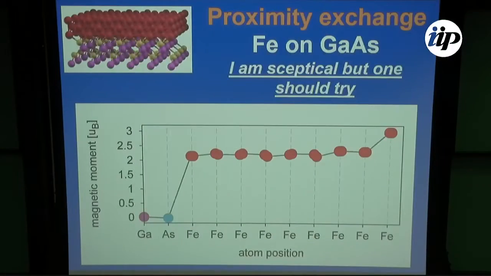So Martin just sent me this calculation, proximity exchange, iron on gallium arsenide. As I'm skeptical, one should try. So this is the magnetic moment in this particular material, going from iron. We have 9 monolayers of iron. You see a stable magnetic moment. And then what is the proximity magnetic moment in gallium arsenide? It just drops to 0. In arsenide, in gallium.